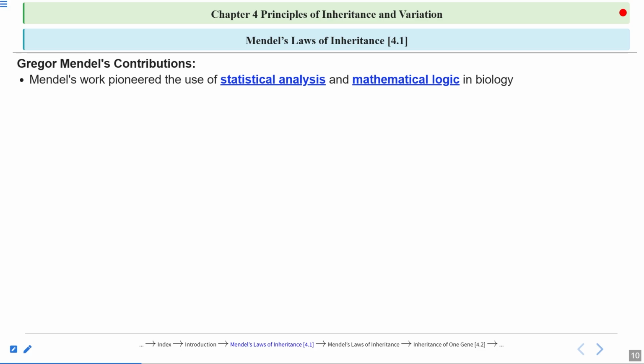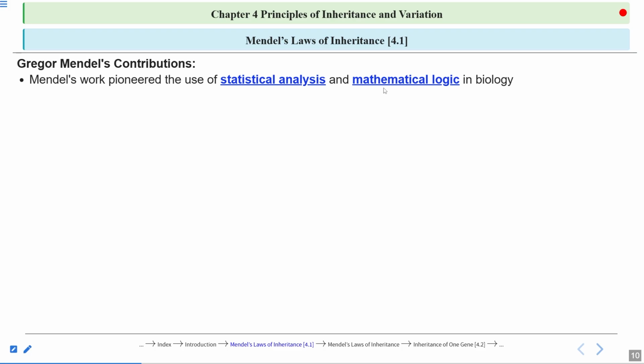Now, Gregor Mendel's contribution. Mendel's work pioneered the use of statistical analysis and mathematical logic in biology. So, Mendel's work was quite significant. Okay, it is very significant actually. So, what did Mendel do? Mendel was the first person to use statistical analysis and mathematical logic in biology. So, he pioneered the use of statistical analysis and mathematical logic in biology.